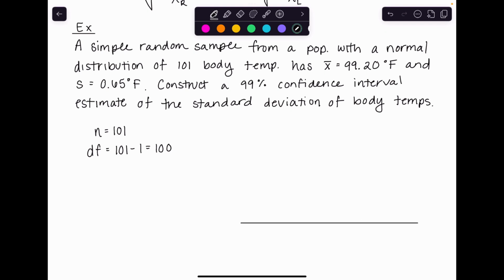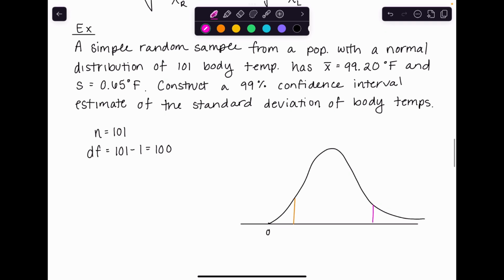So here is my chi-square distribution. Here is my start at 0, and then I go up and I go down. So I want a confidence interval of 99%. That tells me I have some value here and some value here. And that means 99% of data is going to be in between. This is going to be my right critical value. This is going to be my left critical value.